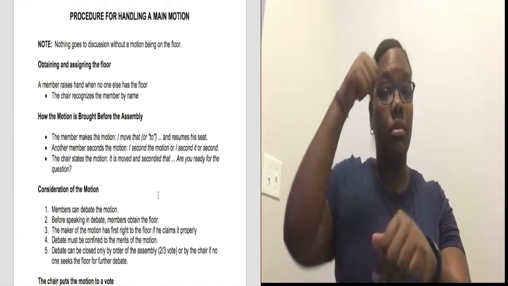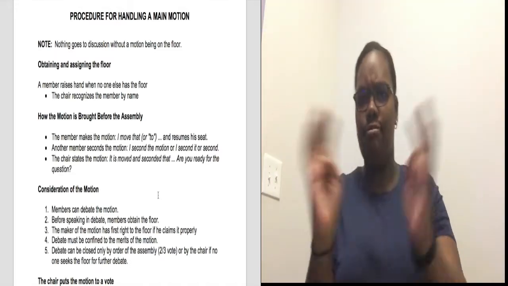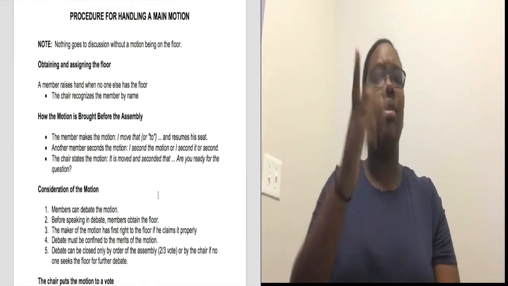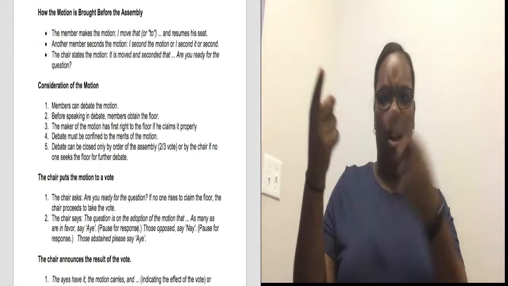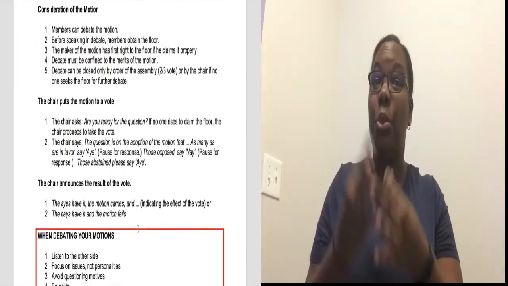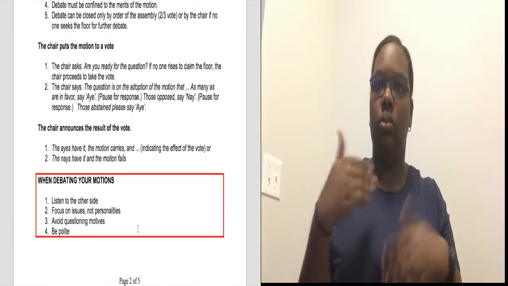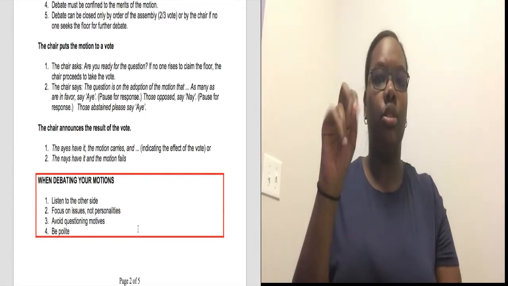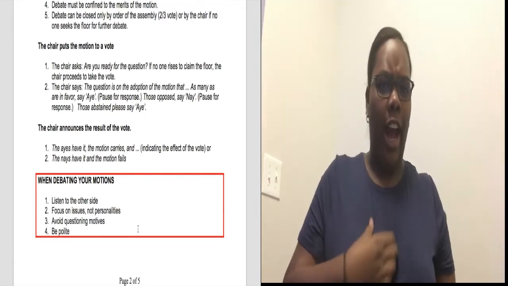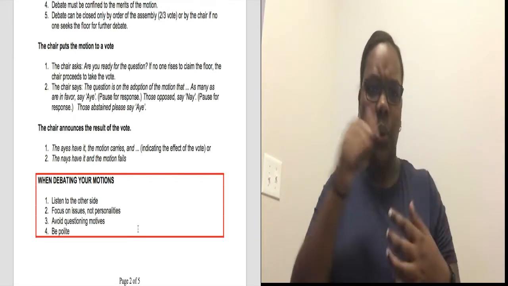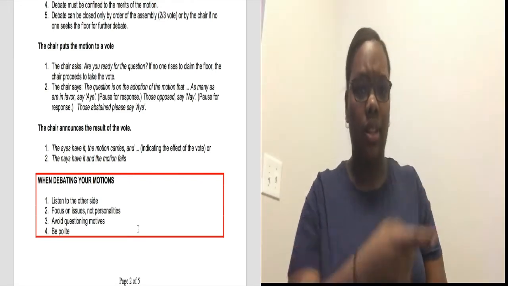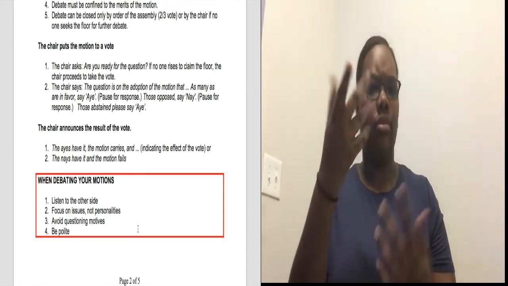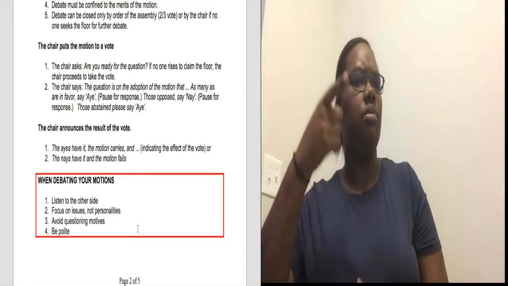A main motion, remember, is to put something forward in front of the group. It's to add an item. It walks you through how that happens. Here's an important note, because meetings can get pretty contentious. When you're debating a motion, especially if it's something that you're pretty passionate about and you really want to be heard, or you don't want to hear what someone else has to say, there is decorum to be had.